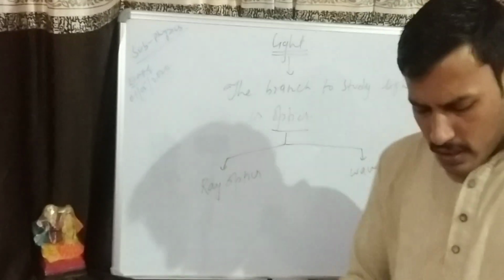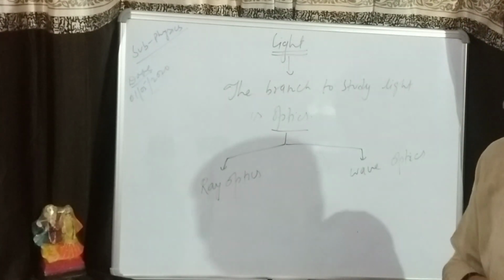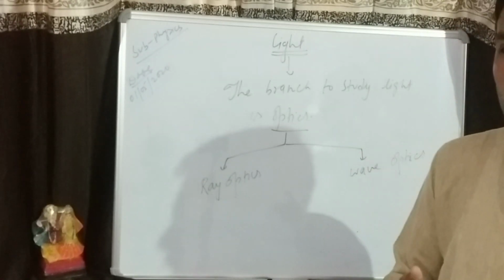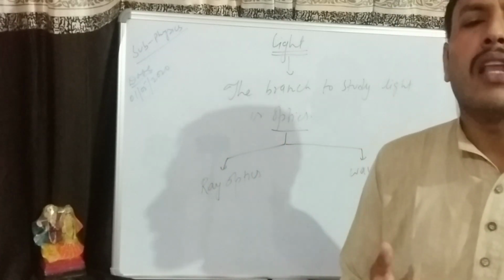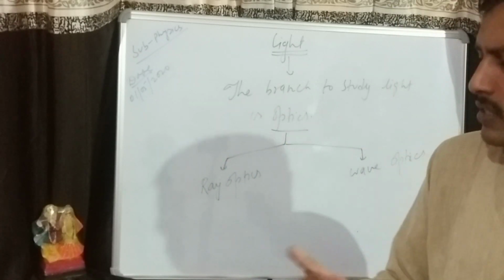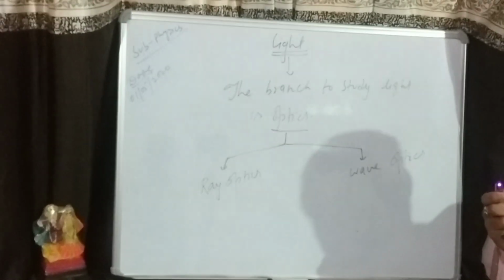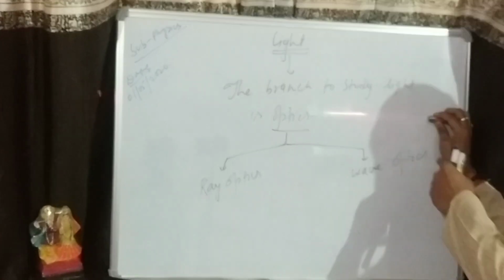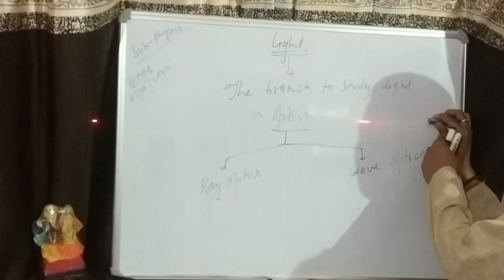My dear students, ray optics suggests that light travels in a straight path. We are not able to see the path of the light, but generally we see that light travels in a straight path. We have an example like this. I am providing the light here, and it goes through this path. It is the traveling of light in a straight path.